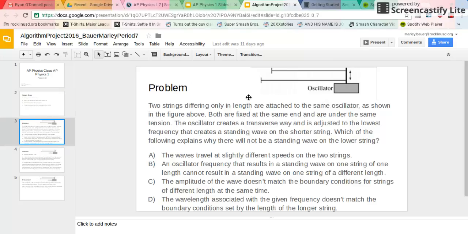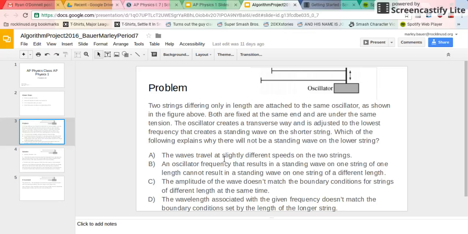So this problem is that there are two strings differing only in length that are attached to the same oscillator, as shown in the figure above. Both are fixed to the same end and are under the same tension. The oscillator creates a transverse wave and is adjusted to the lowest frequency that creates a standing wave on the shorter string. Which of the following explains why there will not be a standing wave on the longer string?